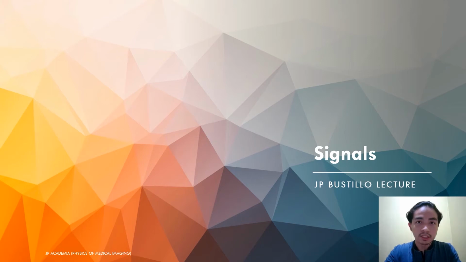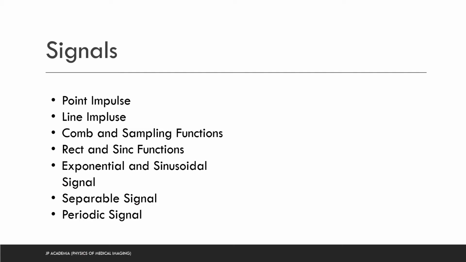Hey guys, so this is the continuation for the lectures in signals and systems. I will focus in this lecture on three main signals used in medical imaging. So we have point impulse, line impulse, and comb and sampling functions. These are the signals that will be discussed in this lecture.